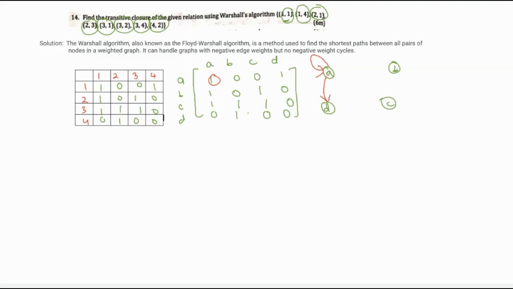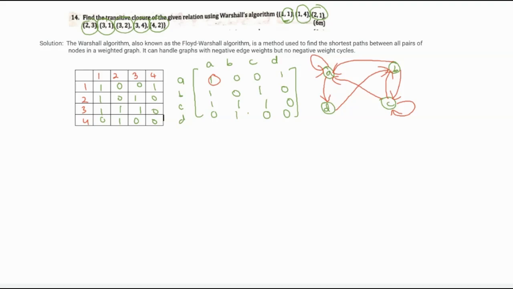Then B to A I have one. Then B to C I have one. Then C to A I have one. Then C to B I have one relation. Then C to C I have it, so it will be a self loop. Then D to B I have one relation. Then D, that's it.